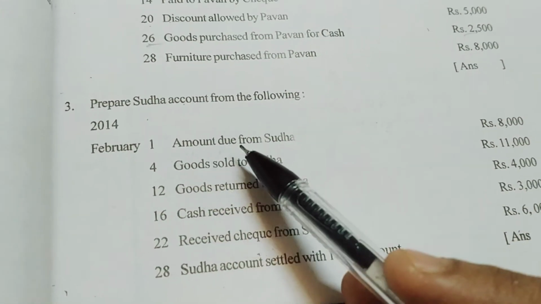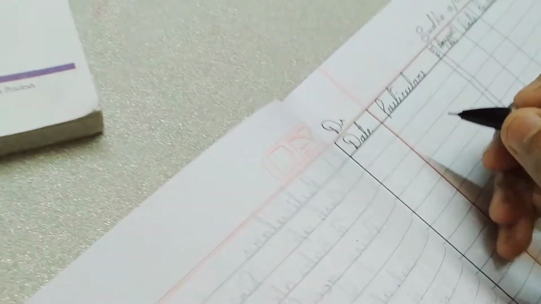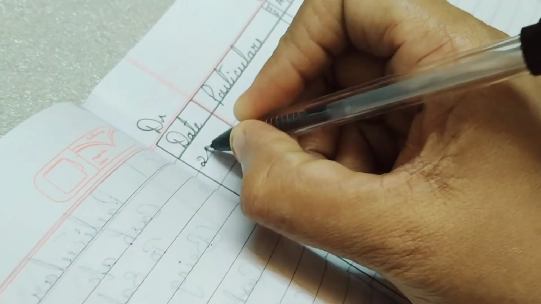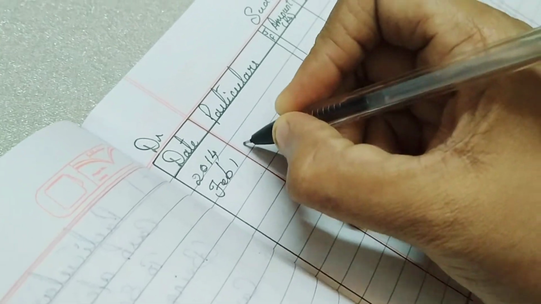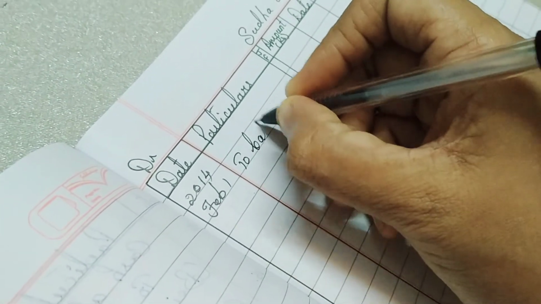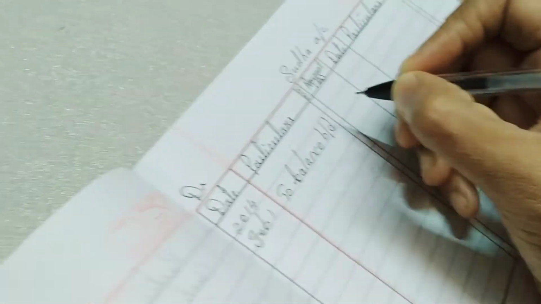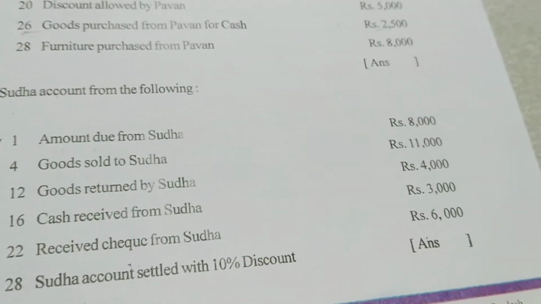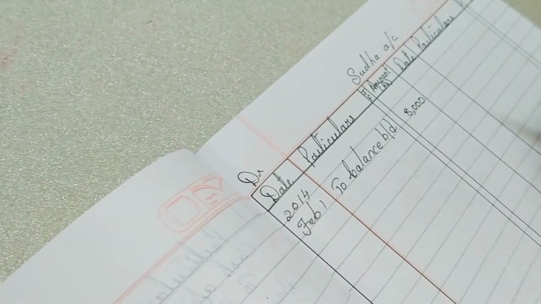So here amount due from Sudha means it is a debit balance. Okay, remember balance C by Ds and B by Ds, the same thing we are going to do here. It is going to be 2014 Feb 1st to balance B by D. How much amount? 8,000. Okay, so 8,000 I have already posted.